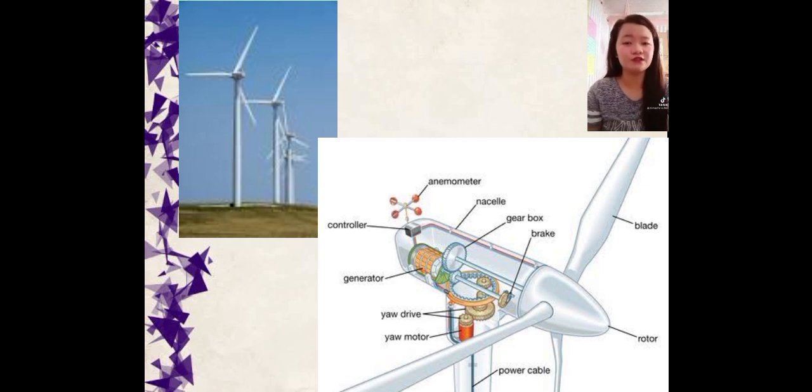The anemometers measure its direction, the south, east, west, ganon. Tapos naman yung wind vane is yung sukat nung hangin.